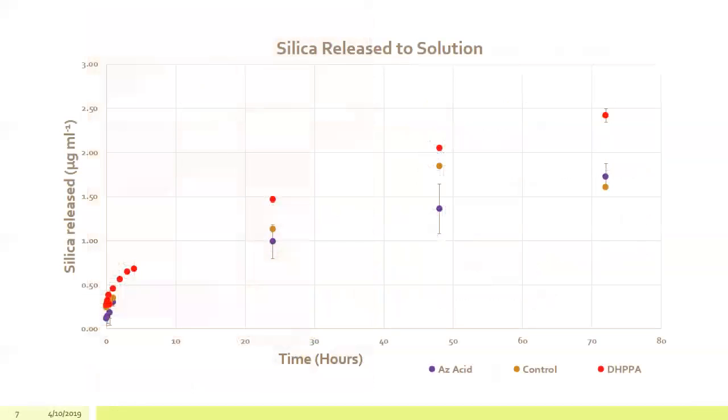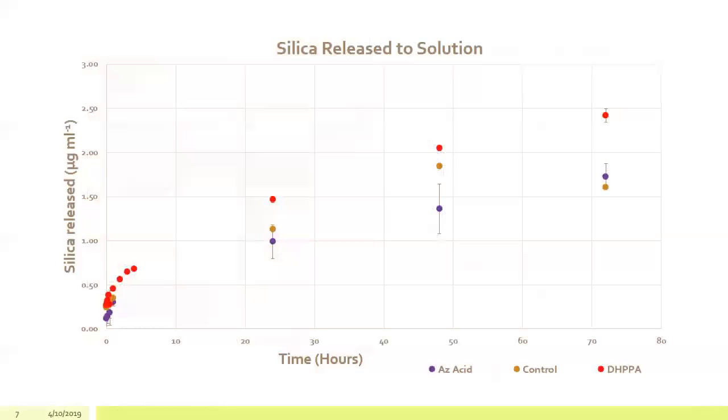Just to look at some of this data, over time you can see this really nice parabolic curve. That's coordinating to the DHPPA. The brown is the control, and the purplish is the azelaic acid. So azelaic acid wasn't really doing as well as the control, which was just soil and water. You'll see the aluminum next, it's not really doing as well as the control. So we wanted to focus more on that DHPPA, it's a diphenolic, and it's got this really good curve.